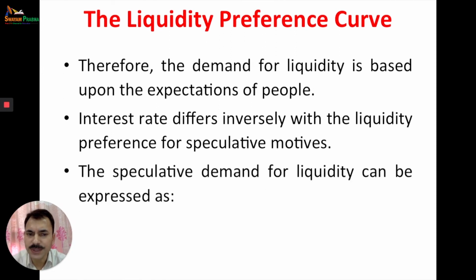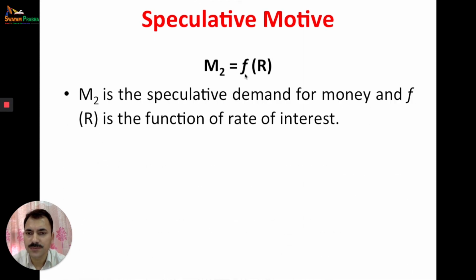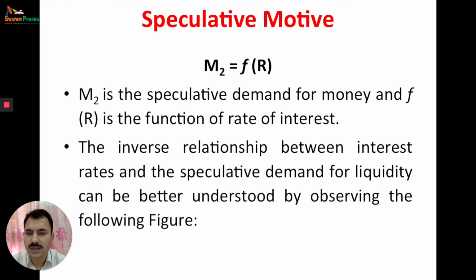The speculative demand for liquidity can be expressed as M2. The speculative motive is a function of the rate of interest, not income. The transaction and precautionary motives are functions of income, whereas M2 is a function of the rate of interest. It depends upon the rate of interest. There is an inverse relationship between the rate of interest and the speculative motive.